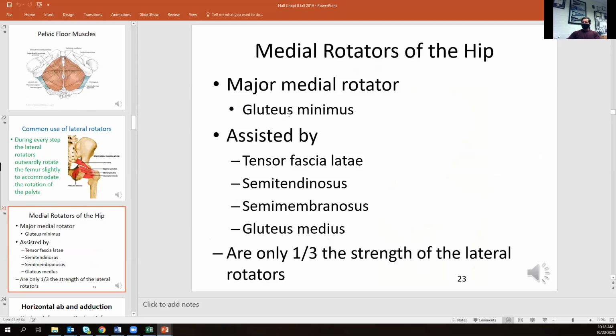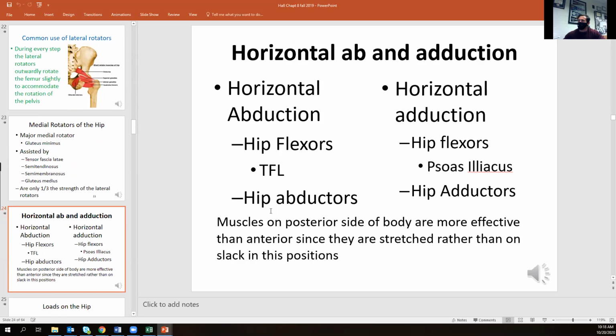Now, the medial rotator is really your glute minimus. This is getting some assistance from our TFL, the medial muscles of our hamstrings, and a little bit of glute medius. These are only one third the strength of what you're going to find from those lateral rotators. So trying to turn your foot out to the side is naturally a movement you typically aren't going to have as much strength in, and that's normal.